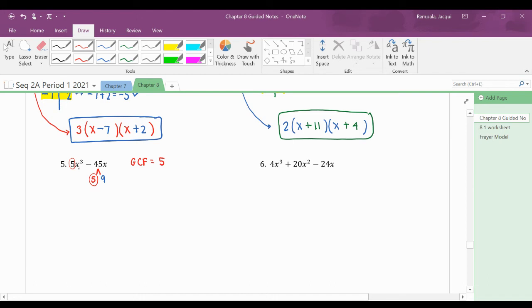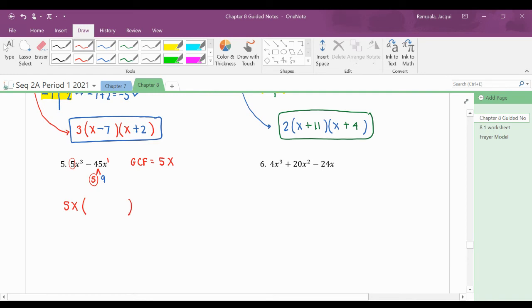But notice that in the first term, it's x to the third power. In the second term, there is an x. They both have variables. So I look at the exponents to help me determine what they have in common. To figure out what they have in common, it's actually going to be the smaller of the two exponents. So between a 3 and a 1, there's going to be one x in common because that 1 was smaller than the exponent of 3. So 5x is that GCF.